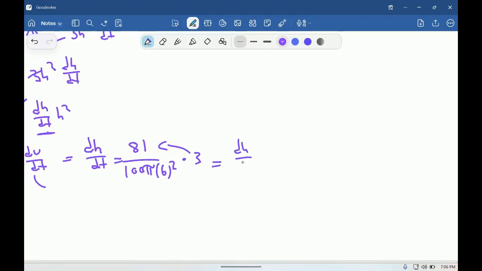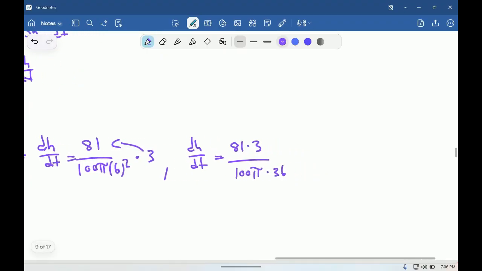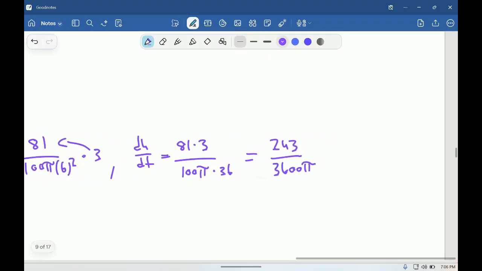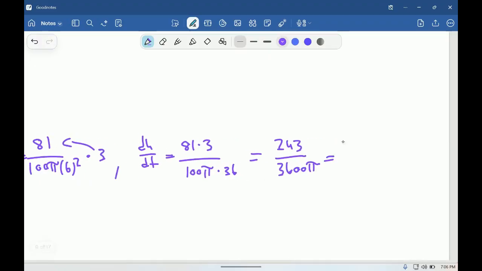We're going to move this up here. It's going to be dh/dt. dh/dt equals 81 times 3 over 100 pi times 36. And we're going to get 243 over 3,600 pi. And when we simplify this, we're going to end up with 27 over 400 pi.